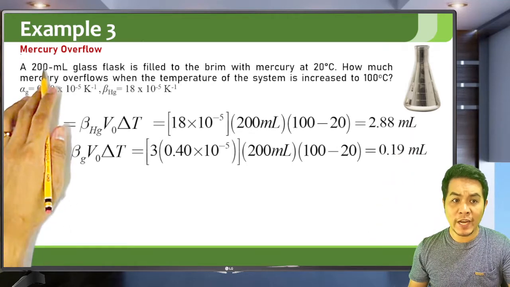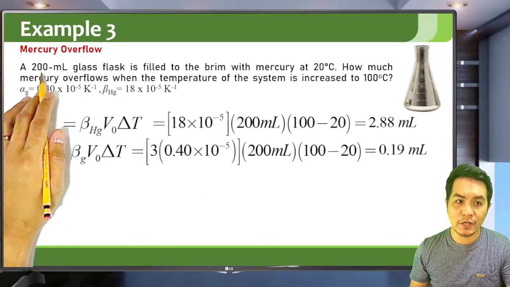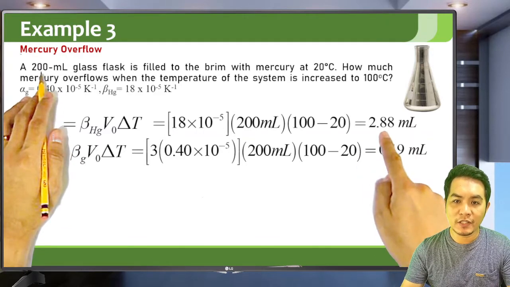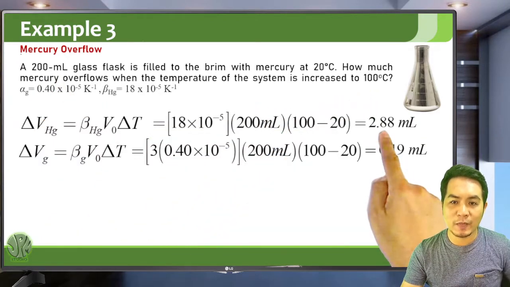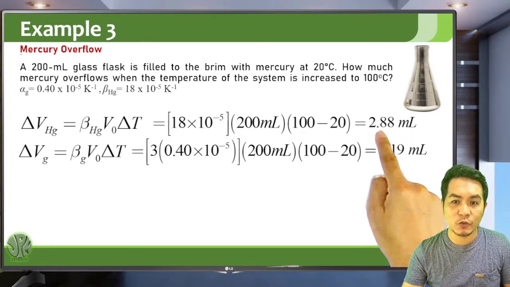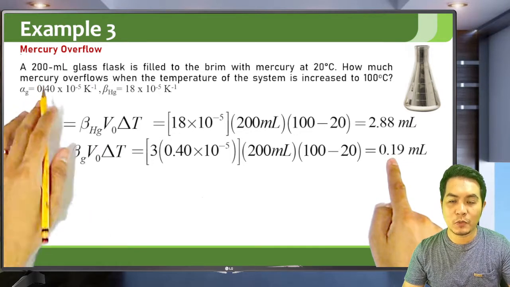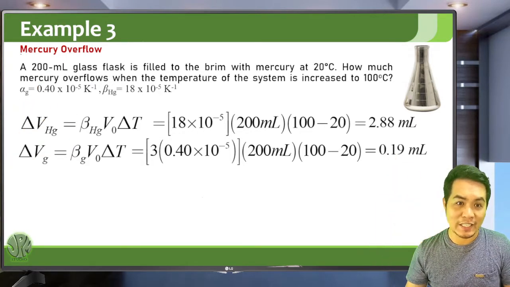So take note, they start from 200 ml. Therefore, the mercury at 100 degrees Celsius will now become 202.88 ml because it now expands by 2.88. And your glass, from 200 ml, will now become 200.19 ml.